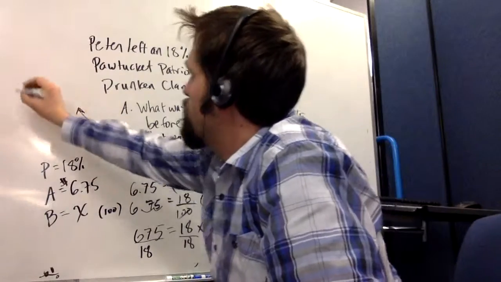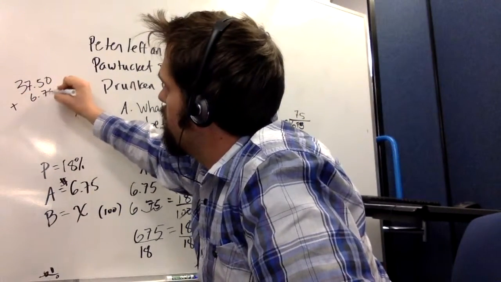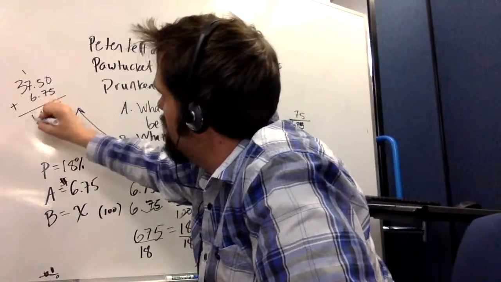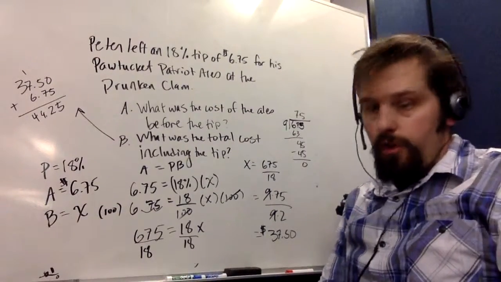So the total cost including the tip is $6.75 plus $37.50. So for part B, $37.50 plus $6.75, $44.25 was the total cost including the tip.